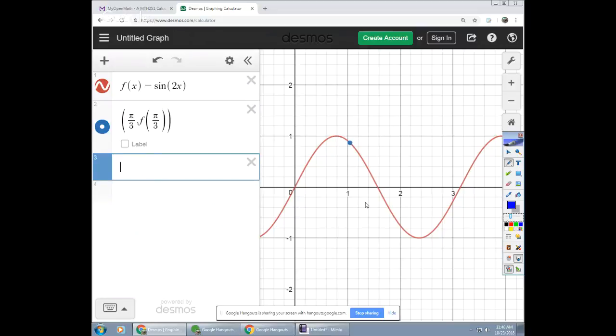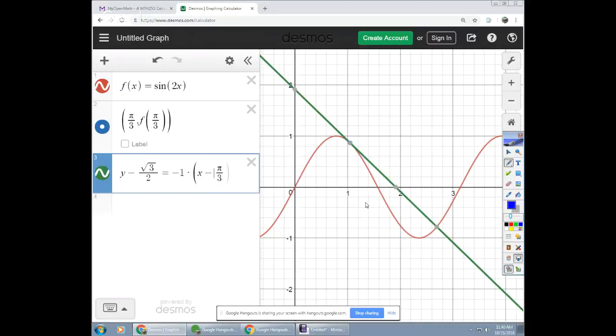And I think the tangent line, if I got all this right, is y minus the square root of 3 over 2 equals negative 1 times x minus pi over 3. Oh, I did it on the screen too. Wow. Minus. I think I did it. That looks pretty darn tangent, doesn't it? Right there. Cool.